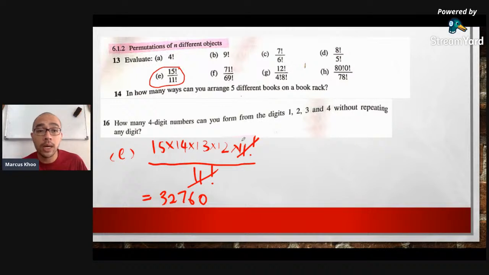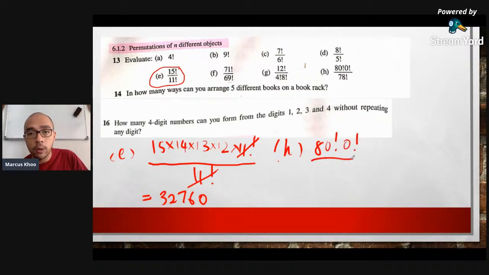Okay, so just know it that way. Okay, another one. I want to do question H because there's one very important thing that I want to show you over here. Okay, so 80 factorial times 0 factorial over 78 factorial. Now, before we go into anything, I know that this 80 factorial will be 80 times 79 times 78 factorial.